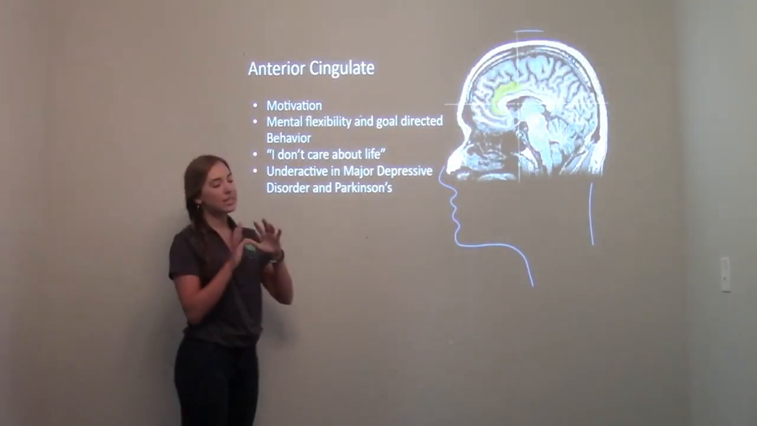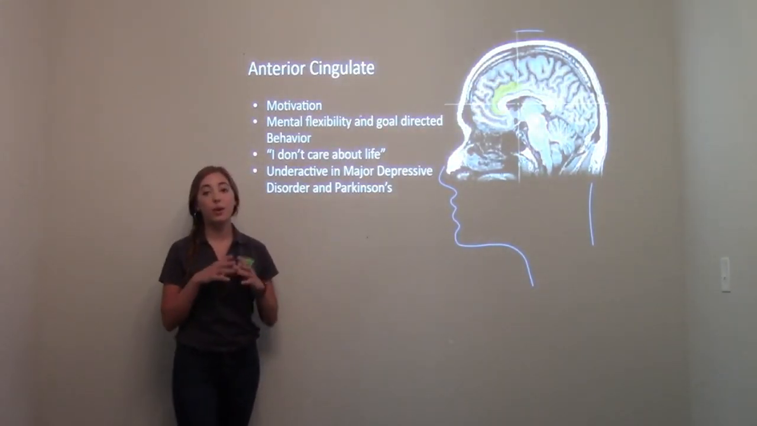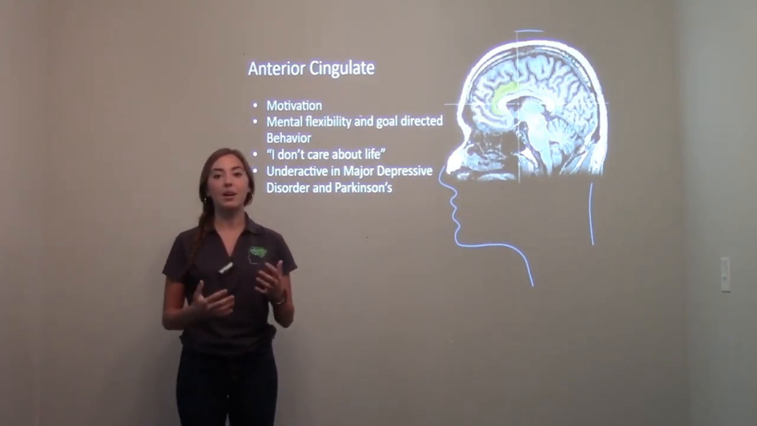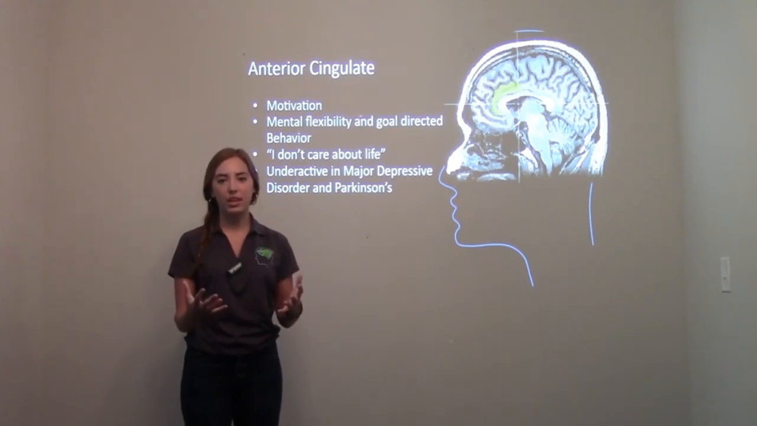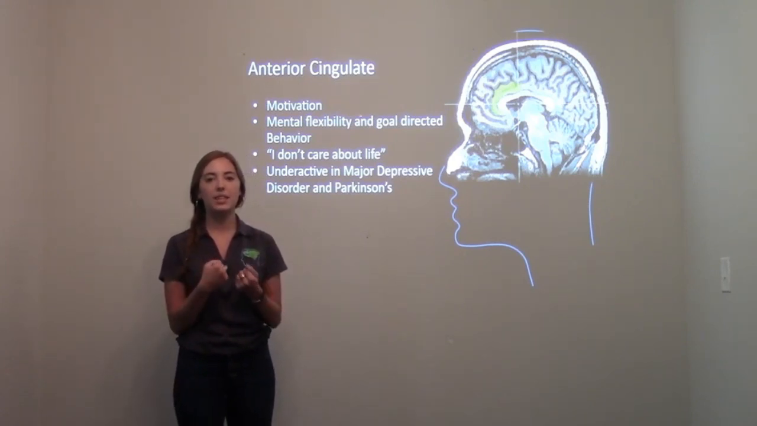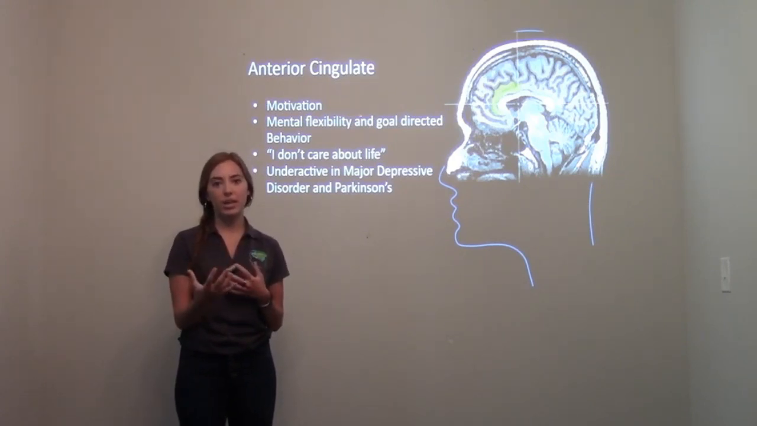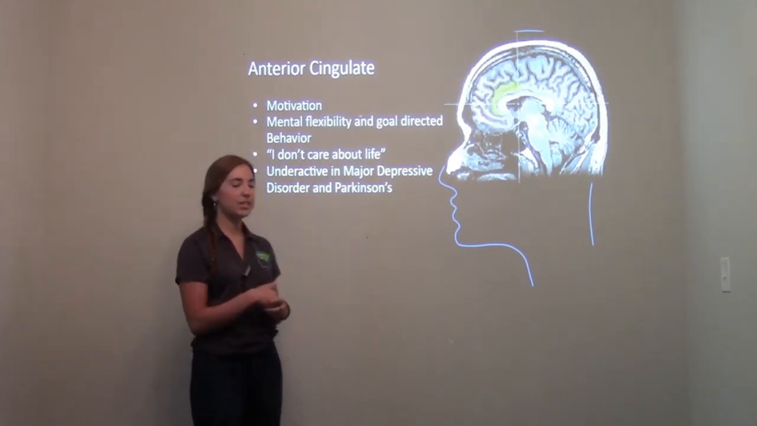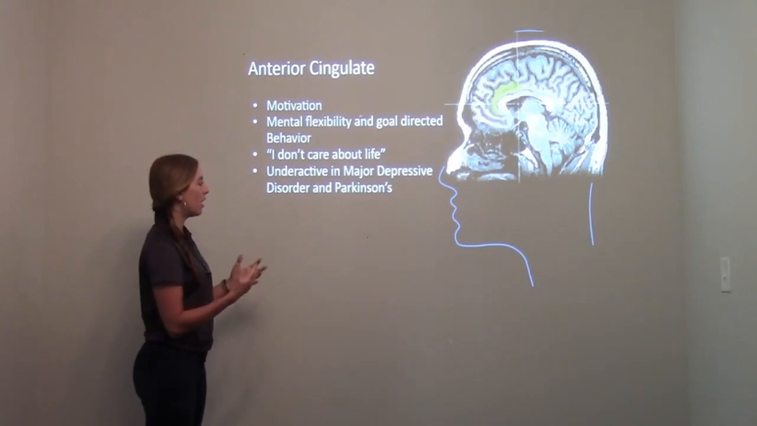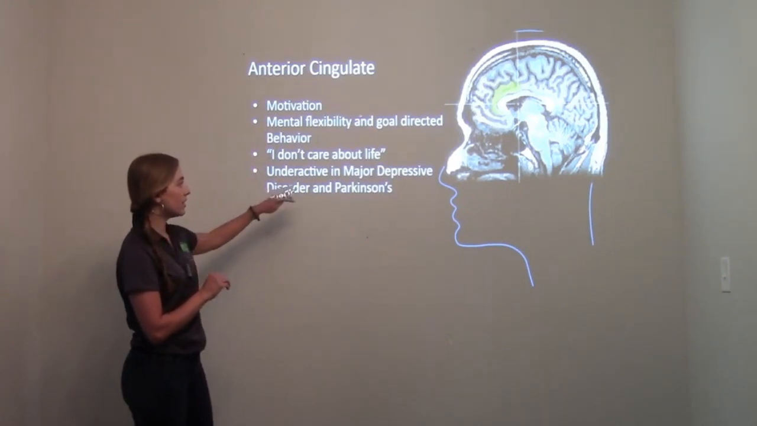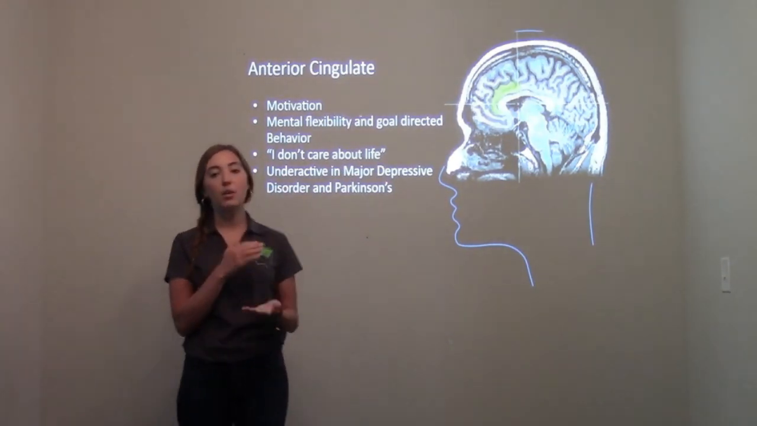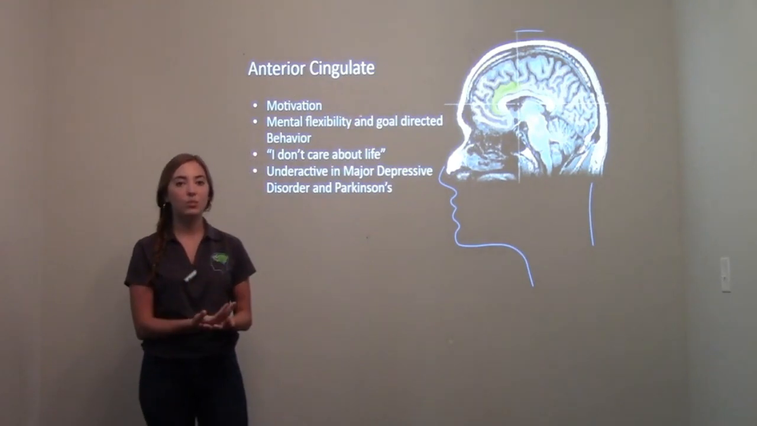So the anterior cingulate is really important for motivation and goal setting and just wanting to do things. When people are very depressed and they're stuck in bed and don't want to get out of bed and they just don't care about life, you can think of it as that sort of mentality. Those functions are what come from our anterior cingulate. There are studies showing that this area of the brain is underactive in major depressive disorders as well as Parkinson's.